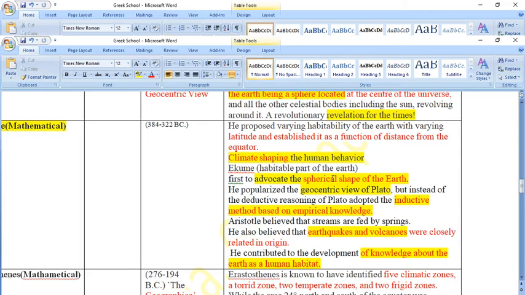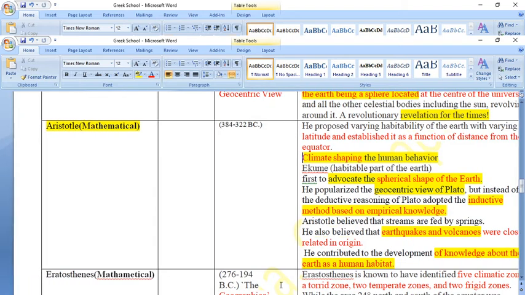He divided the world into latitude zones. Okay, the center part of the Earth is known as the ecumene. What is the ecumene? We will discuss it in another class. Okay, next thing is this.